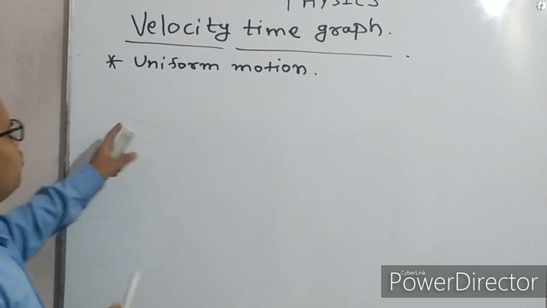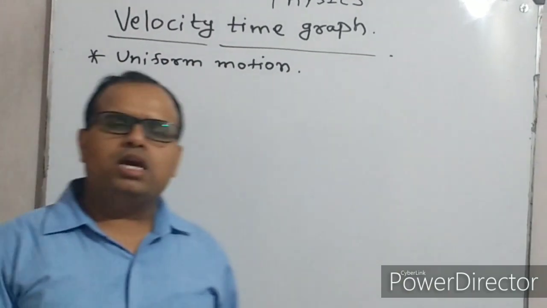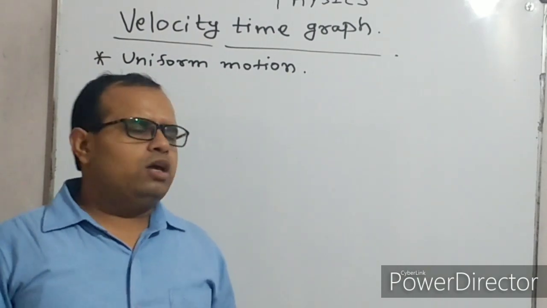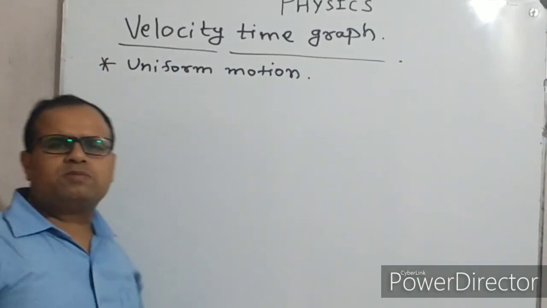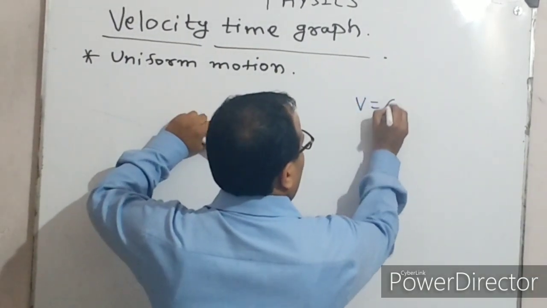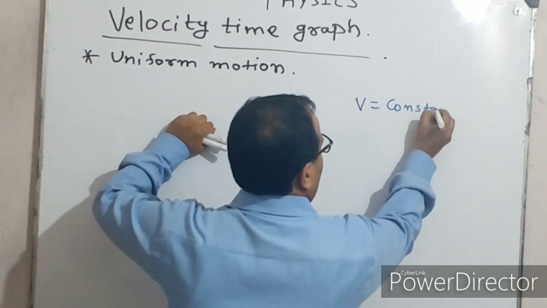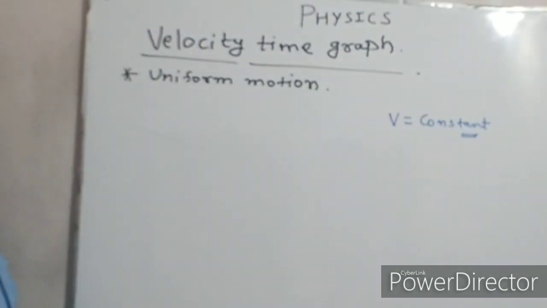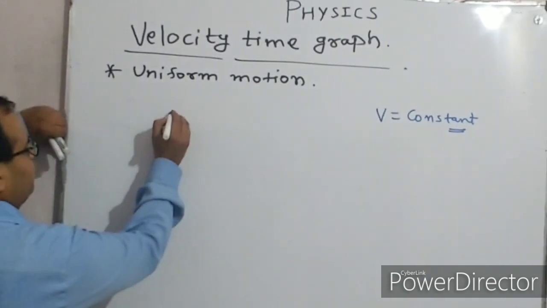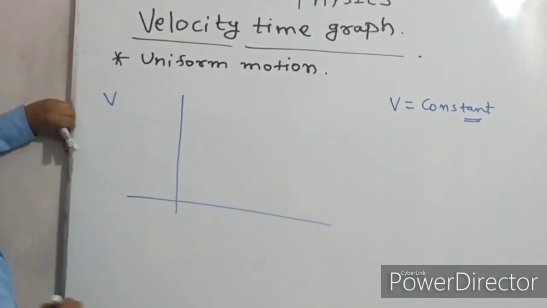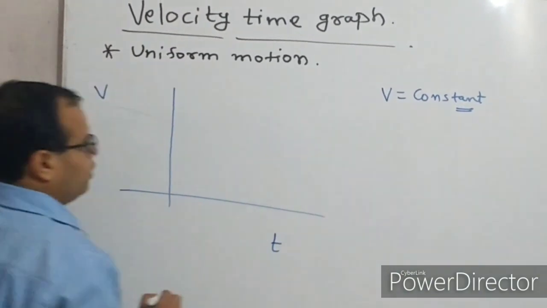Now, uniform motion is such a motion in which an object covers equal distances or equal displacements in equal intervals of time. If an object covers equal displacements in equal intervals of time, it means that the velocity of the object is constant. Now, if you have to plot a graph in which the velocity of the object is constant, you will take velocity on the y-axis, time on the x-axis, and velocity remains constant.